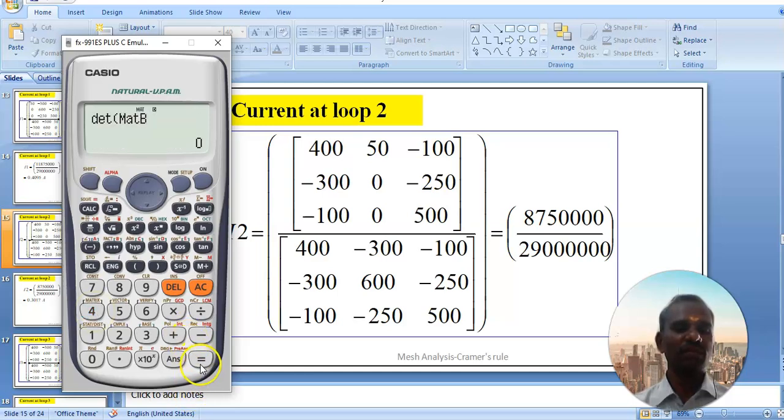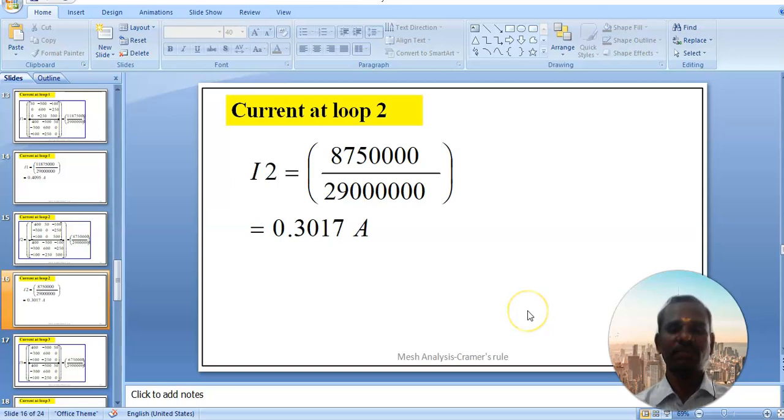So I am getting 875 followed by 4 zeros. It is divided by 29 followed by 6 zeros. So I will be getting the current, it's 0.0317. So it's approximately 0.302.